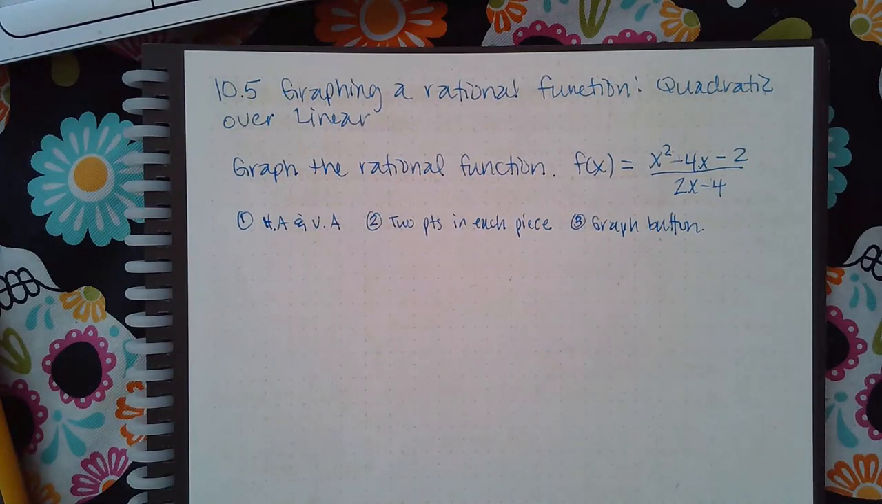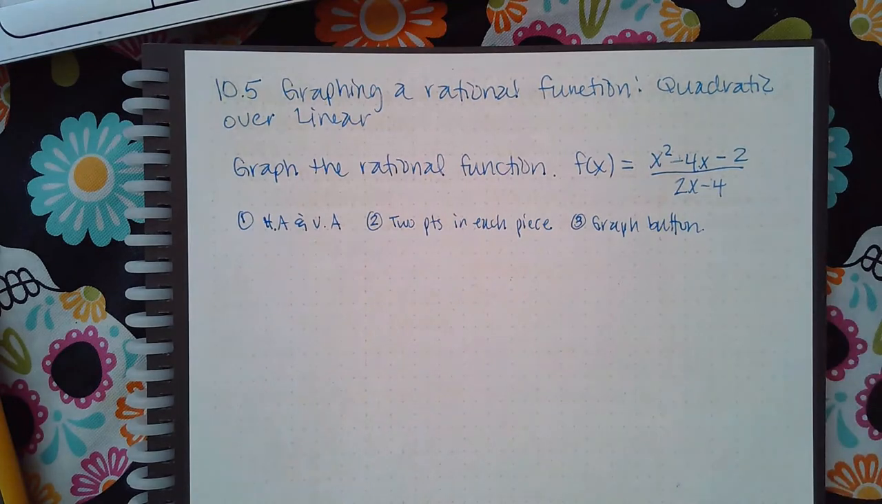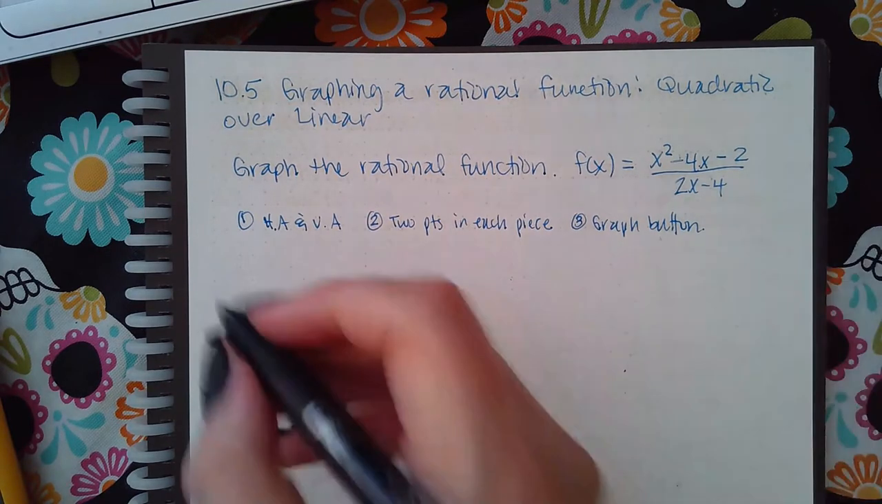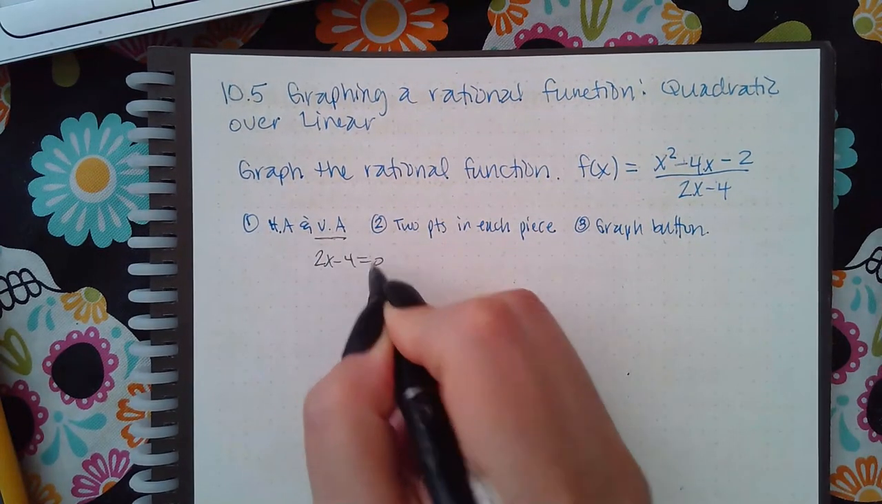Here we have graphing a rational function, quadratic over linear. So graph the rational function, and same kind of instructions as we've had previously. So what we're going to do is first start by doing the vertical asymptote. And that vertical asymptote you get by taking the denominator equal to 0.